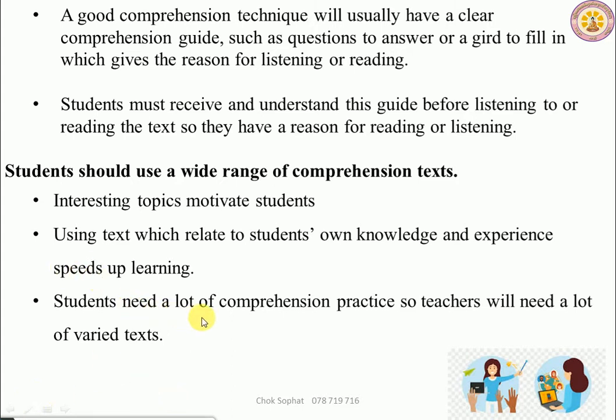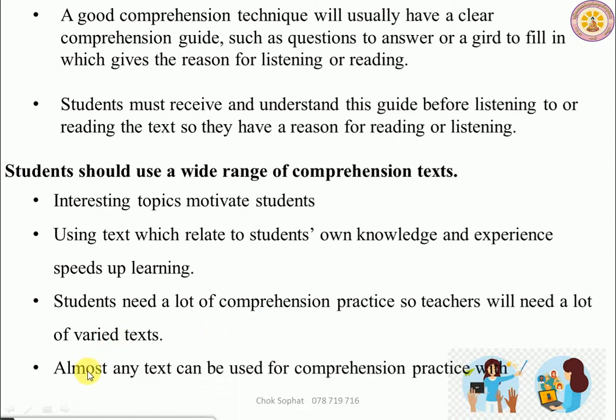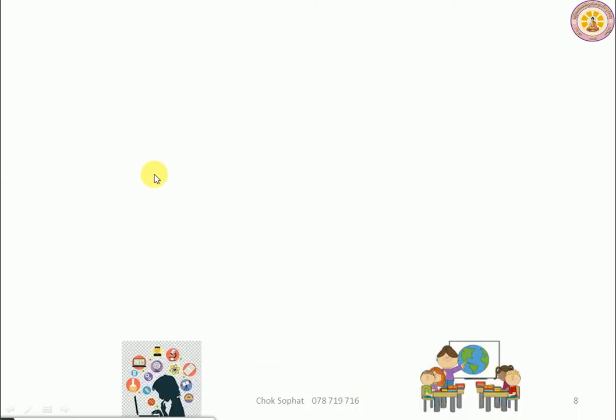Students need a lot of comprehension practice, so the teacher will need a lot of variety of texts. As you know, students need a lot of practice, so teachers have to choose a lot of texts to teach students. Almost any text can be used for comprehension practice. So we can use any text to practice comprehension.